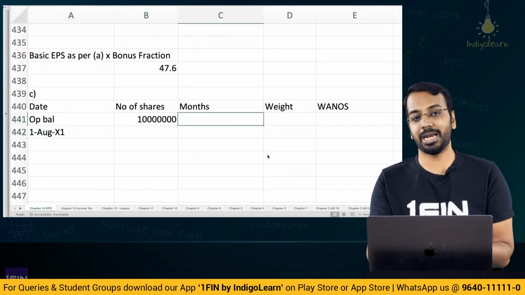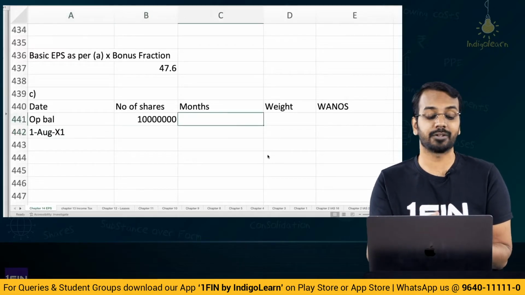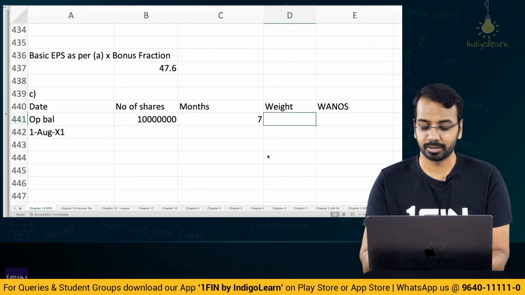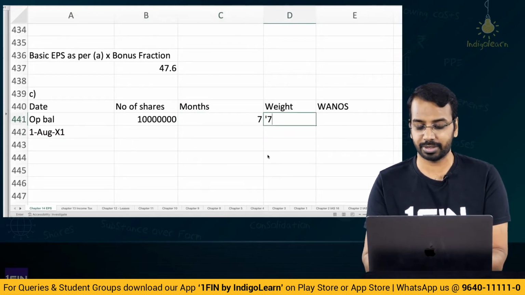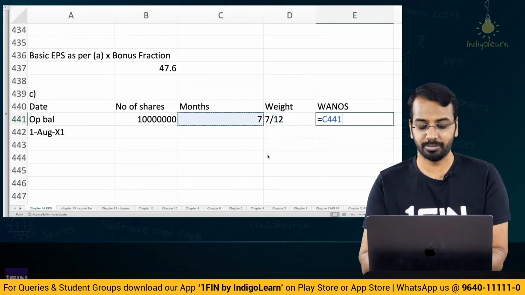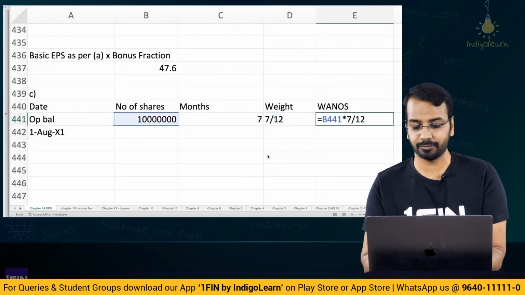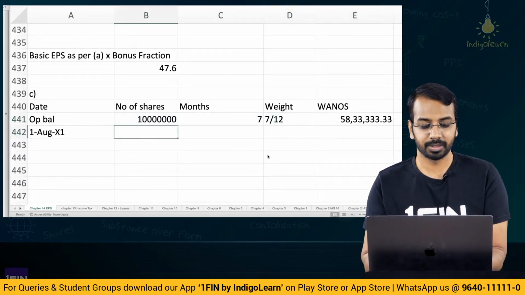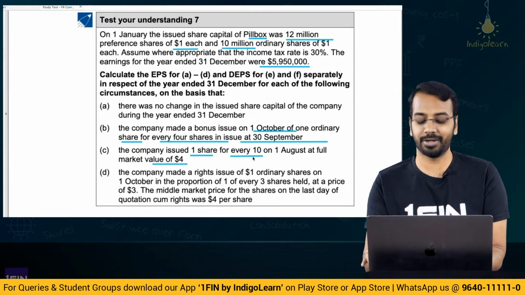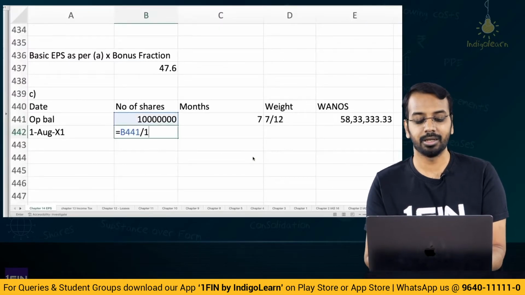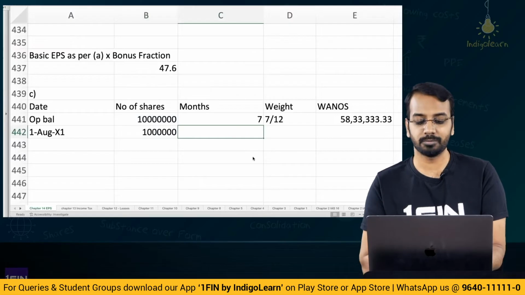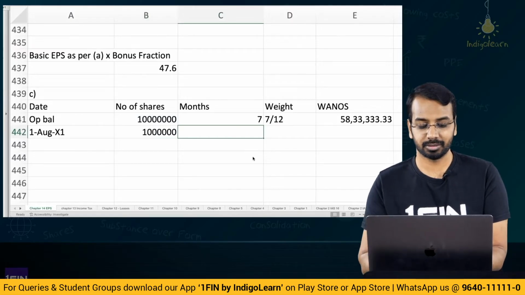So opening balance from 1st of January till 31st of July, 7 months. So this is outstanding for 7 months. So 7 out of 12 is the weight, that is 1 million multiplied by 7 divided by 12. And how many shares were issued? 1 for every 10. So this divided by 10, 1 million shares were issued. This is outstanding, this is issued.